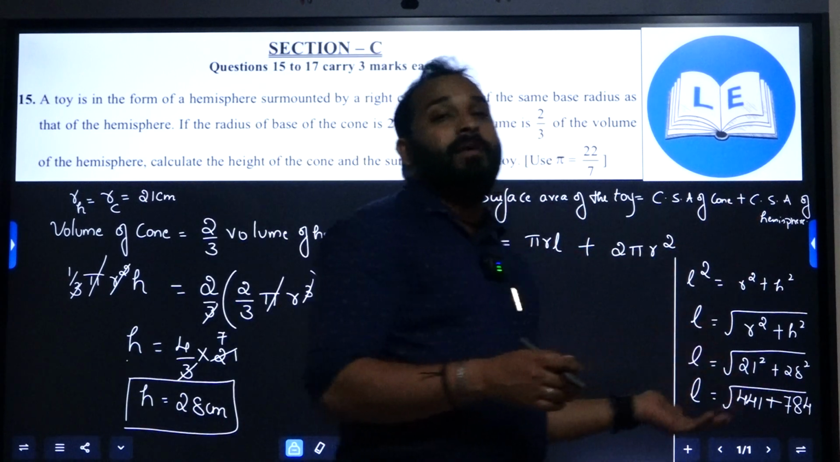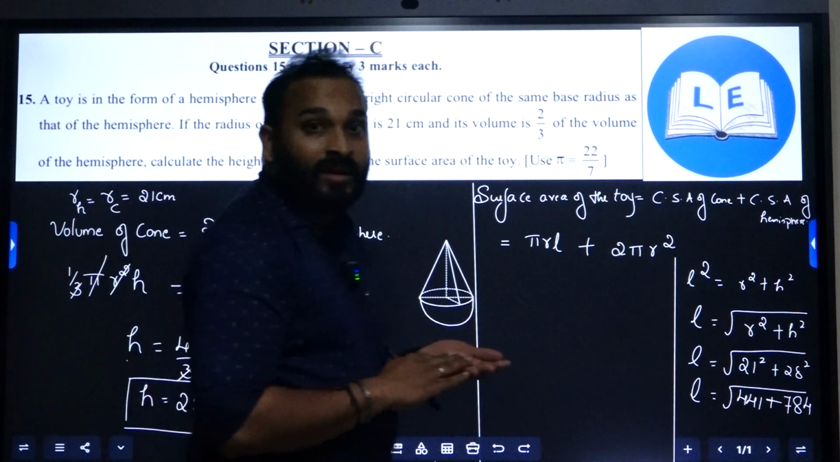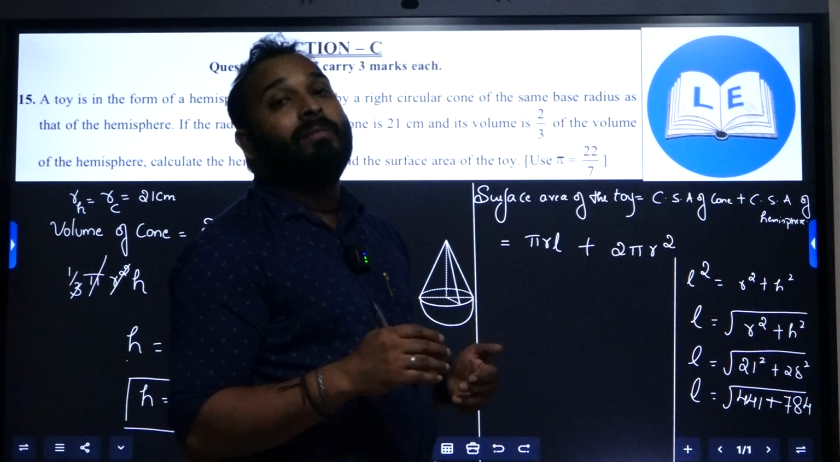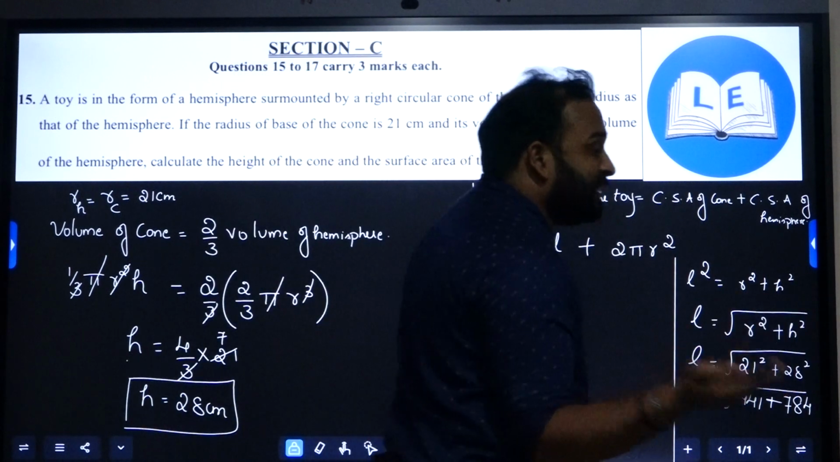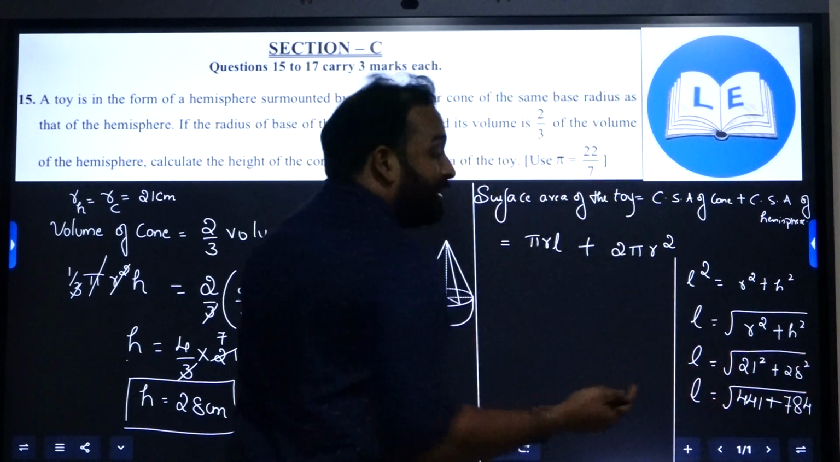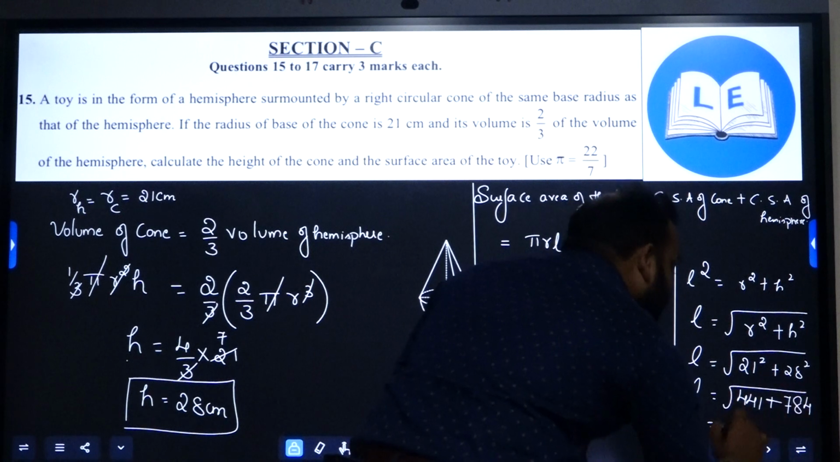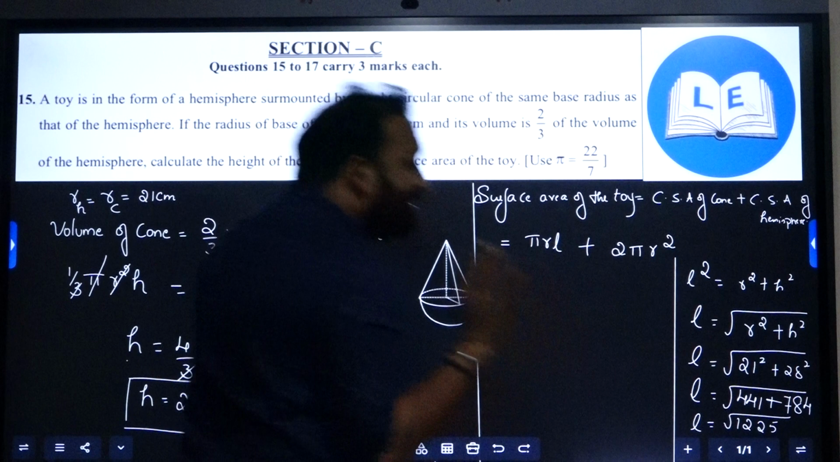Then 8 multiplied by 28 times. Correct. So 8 10 times is 80. 20 times is 160. 160 plus 64 will be 224. 224 plus what we had, 560, will give you 784. That's how we got that. So you got your L squared as 441 plus 784, which is nothing but 1225. Now I will tell you a simple trick here.